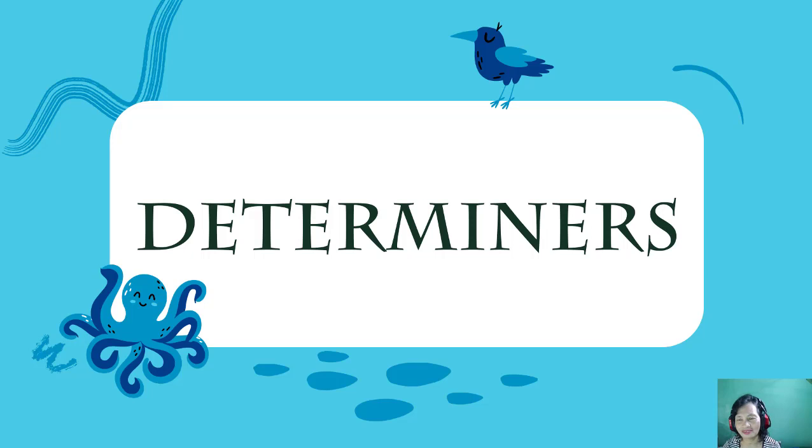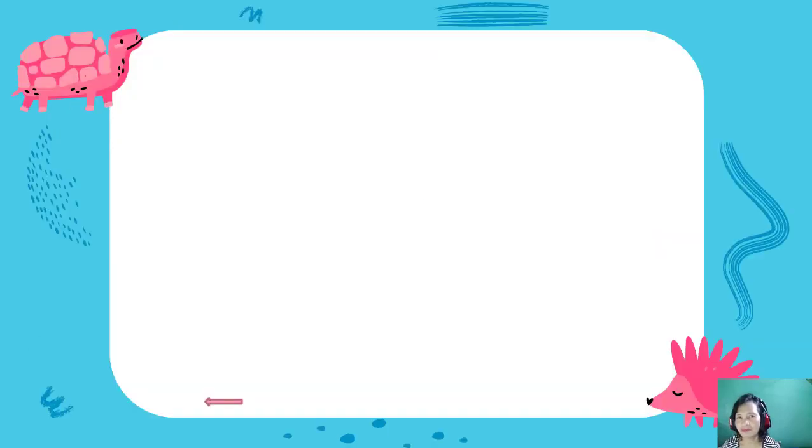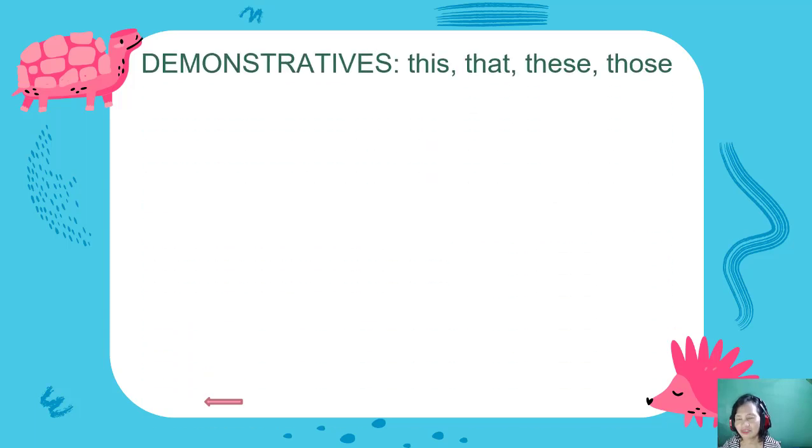Okay, let's learn about determiners. Determiners are used to modify a noun so that it will become the noun phrase. There are some that I want to explain in this video. The first is demonstratives. We have this, that, these, and those.